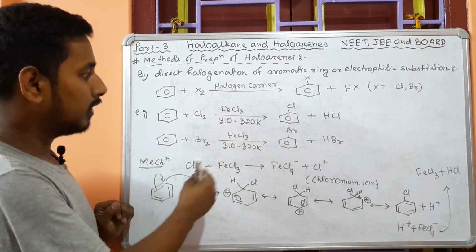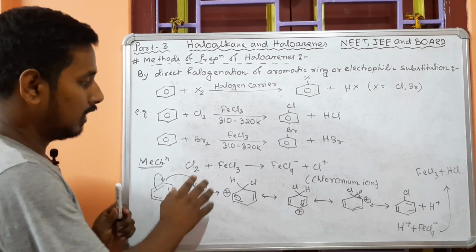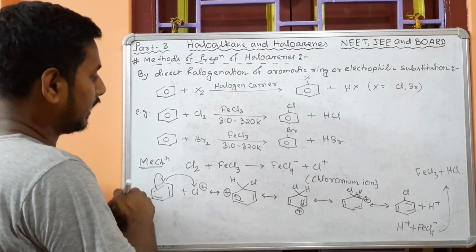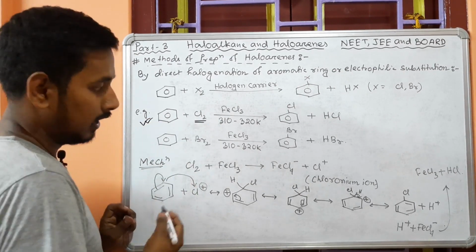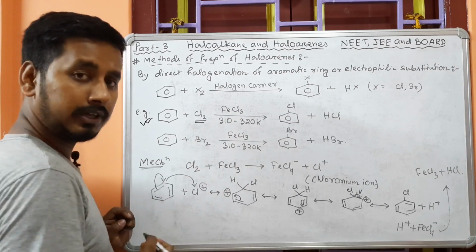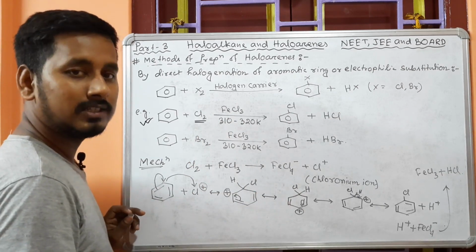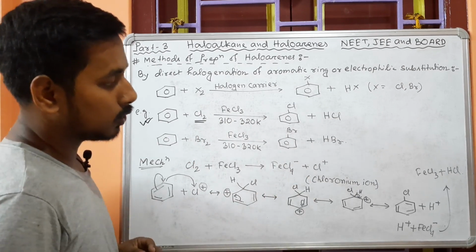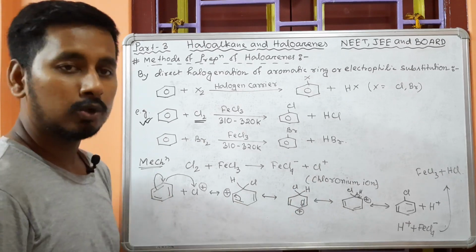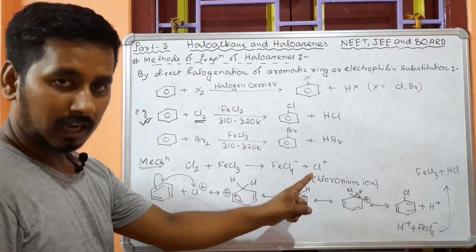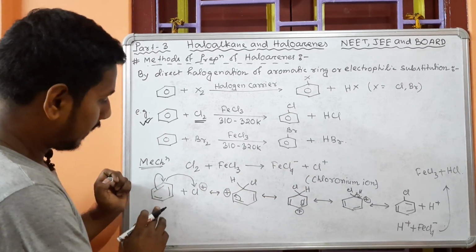So what is the mechanism of this reaction? First of all, here we have Cl2. This Cl2 first reacts with FeCl3 and forms FeCl4 minus and Cl plus, and this Cl plus is called the chloronium ion. This Cl plus is an electrophile. Now see the mechanism here.